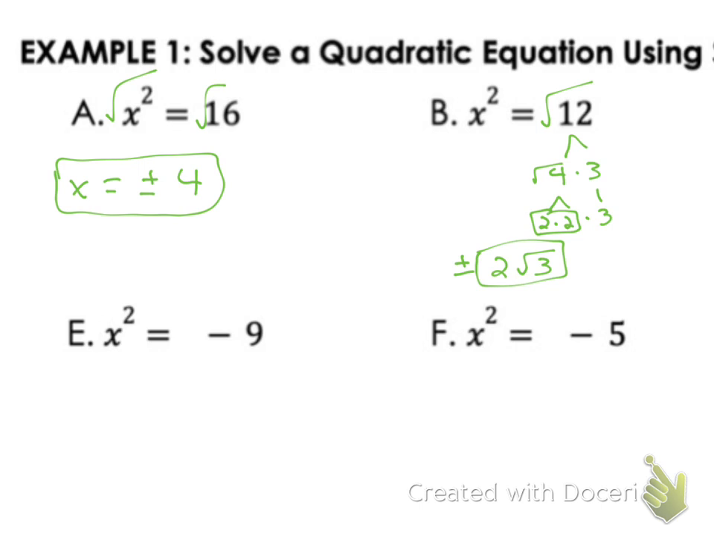Okay. All right. E. Now we're introducing our i's. Square root of negative 9. You can make that 9 and negative 1. What's the square root of 9? 3. Good. What's the square root of negative 1? I. So it'd be 3 times I. Yep. It'll be 3i. Good. 3i.